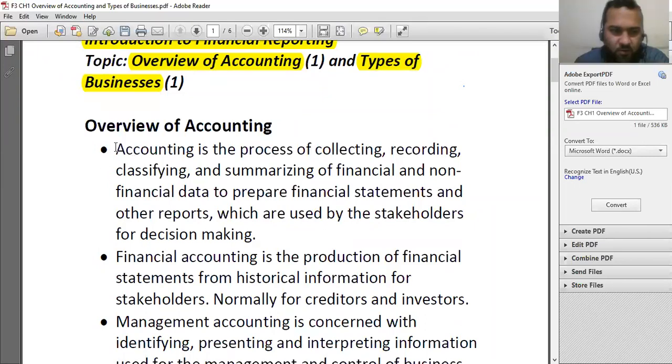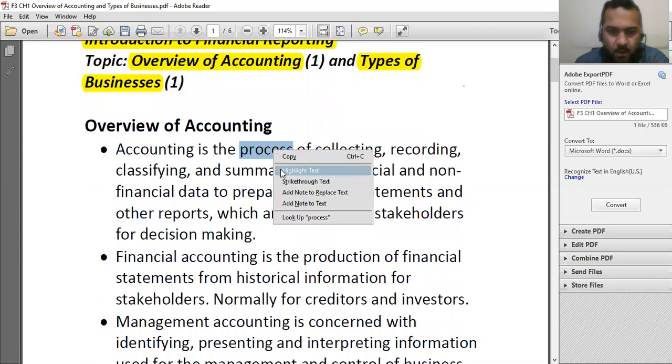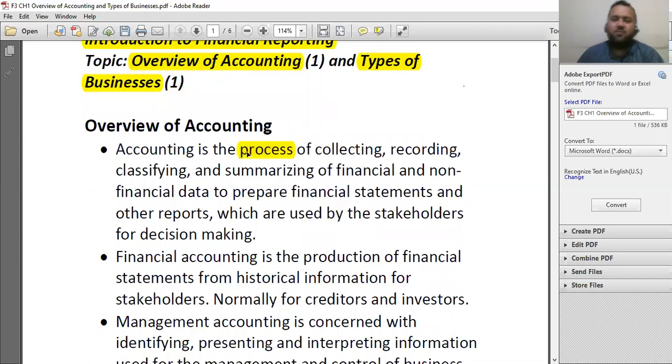So overview of accounting. So what is accounting? Accounting is a process. It means accounting is not a ready-made thing. You have to perform a series of different activities, and after that you will get your result. So process means you will give input, you will work on that input, and you will get your output.